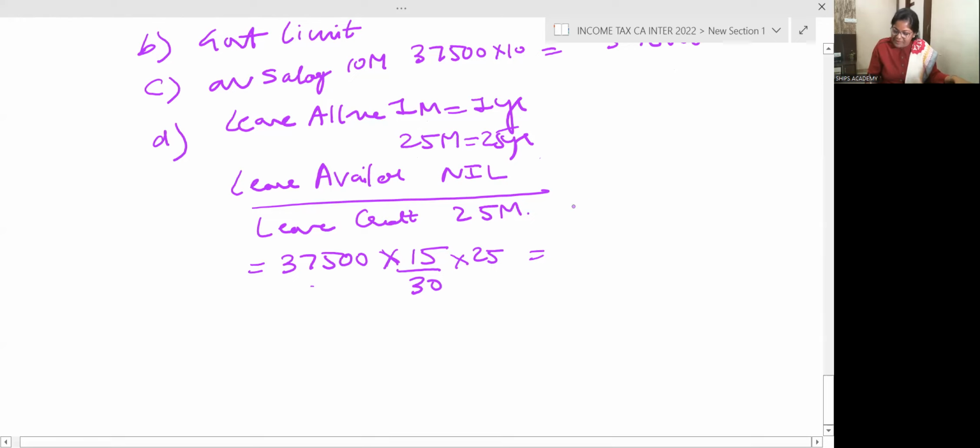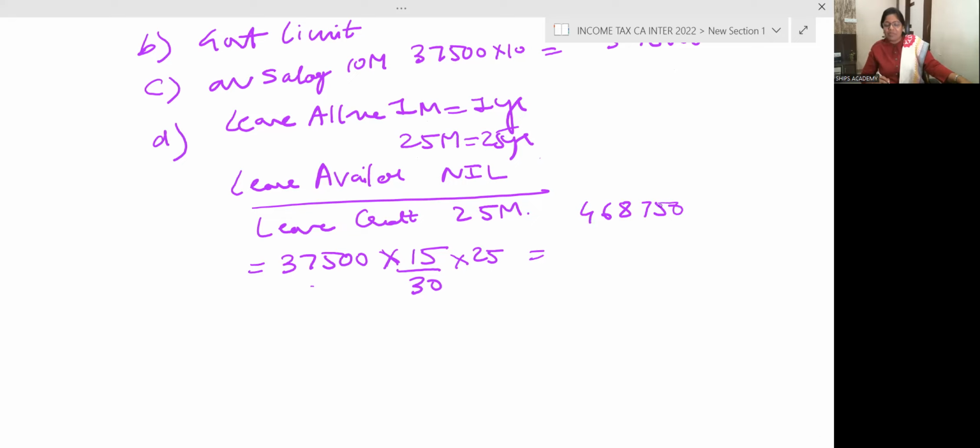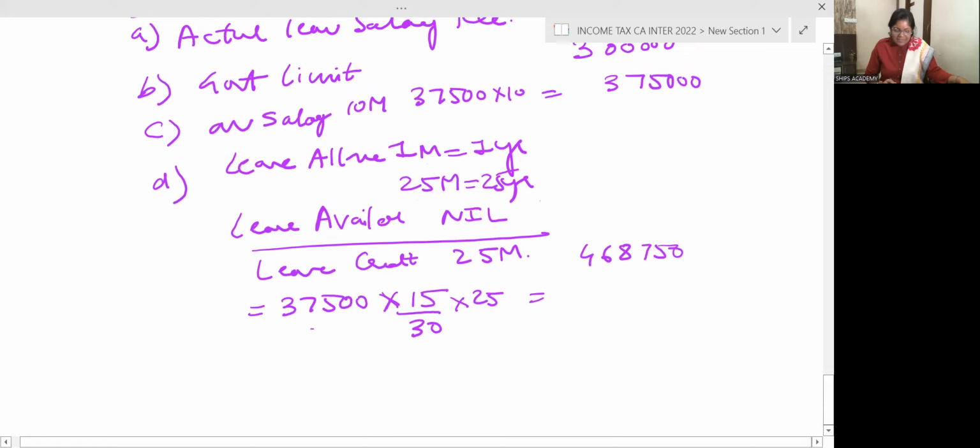This is leave salary. Gratuity is done, right? 468,750. Oh, coincidentally, the amount is coming the same. You're right. Good observation, Ashwini. Super. The gratuity may be because it was not covered.